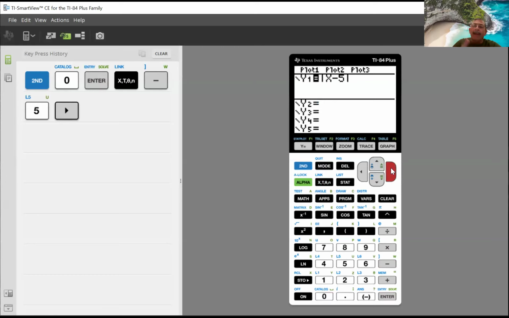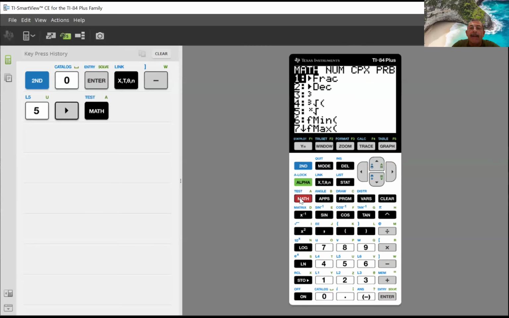Now, the second place you can find absolute value is if you hit the math button over here on the left side and arrow right to number. Look at number 1, ABS. So you can hit math and then arrow over to number and get the absolute value that way also, okay?